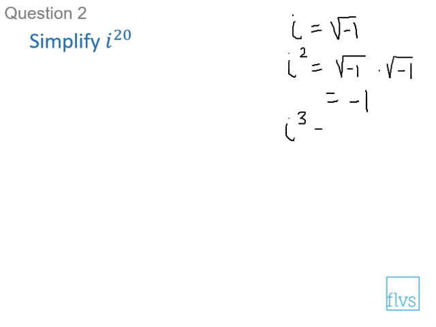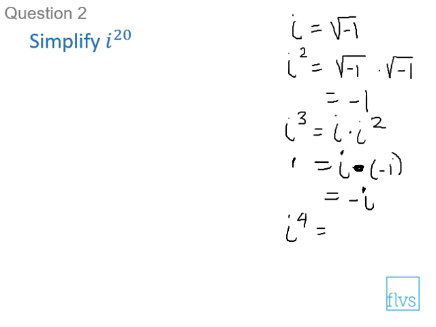i to the third power is like i times i squared. i squared is negative 1, so it would be i times negative 1, which would be negative i. And then i to the fourth is like i squared times i squared, which would be negative 1 times negative 1, which would be 1. And then from there it would repeat itself.